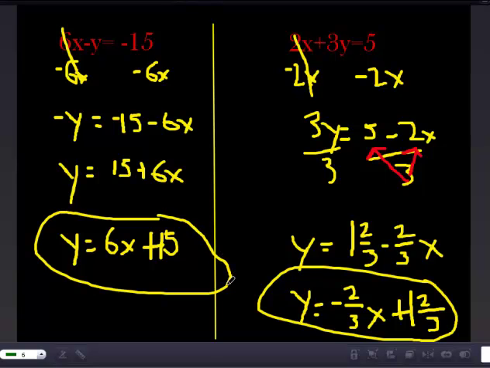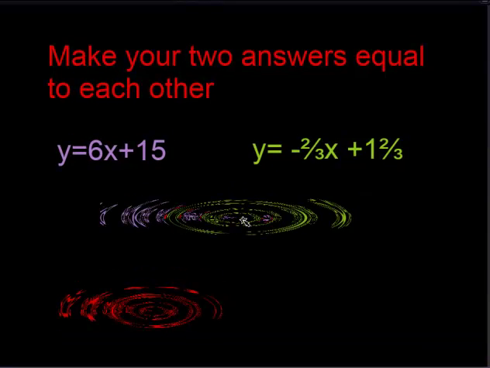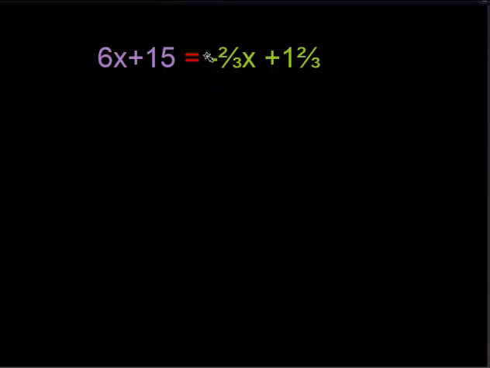Now, because it's two equations, we can find out what the answer is to both of these when we put them together. So we could take this y equals 6x plus 15 and y equals negative 2/3 x plus 1 2/3 and put them so that they are equal to each other, because if they both equal y, then both sides have to equal each other. So 6x plus 15 has to be the same thing as negative 2/3 x plus 1 2/3. So then from there, we're just going to solve for x and figure out what it was, just like we've done in the past.